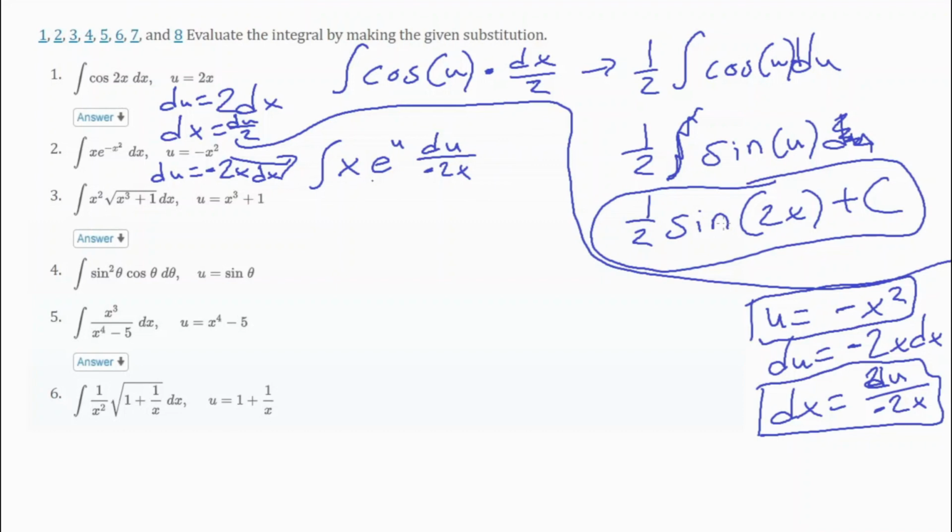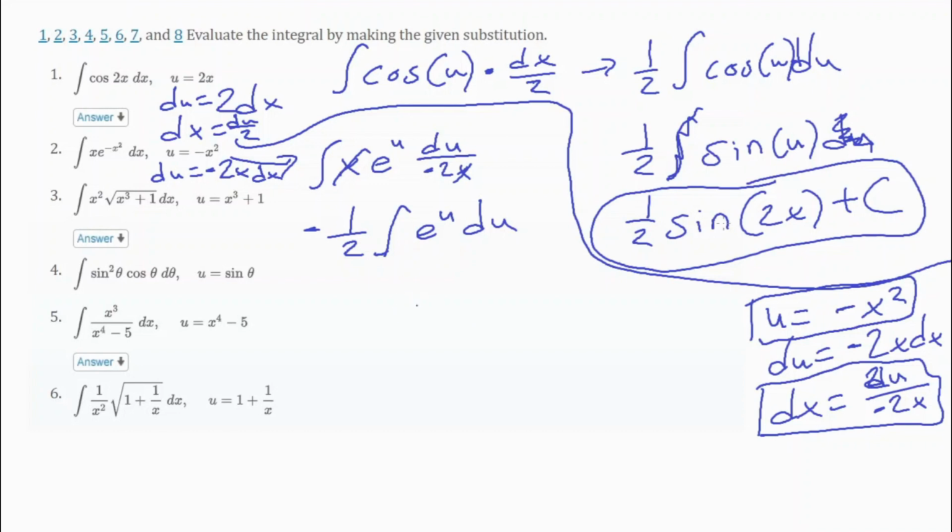Not easily, exactly. But what we can do now is, you see in the denominator we have negative 2x. x and x are going to cancel out. And this negative 2 is going to be negative 1/2, which is a constant, so we can bring it out. So we're going to have negative 1/2 integral of e to the u du. And now this is what we're left with. You can see it's a lot easier to find the antiderivative of this now, or integrate it.